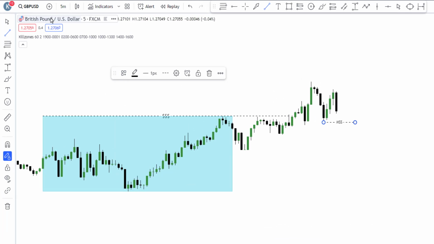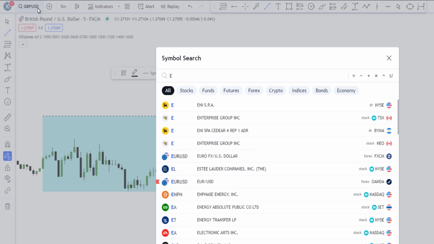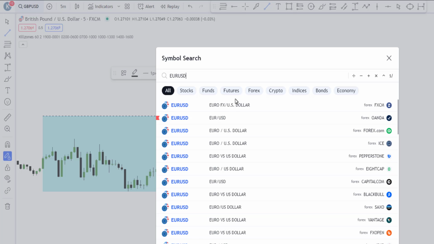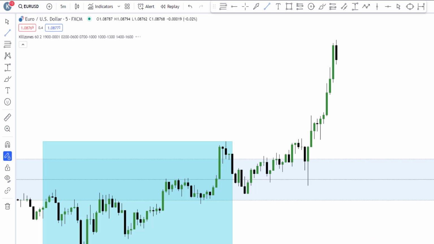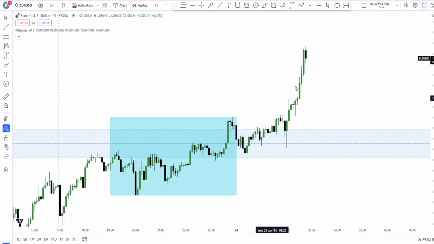I'll patiently wait if price gives me that shifting structure. If I never see shifting structure, I am not going to take the trade. Let's check Euro USD. Look at Euro USD happening here. Now Euro USD is more aggressive, is strong.